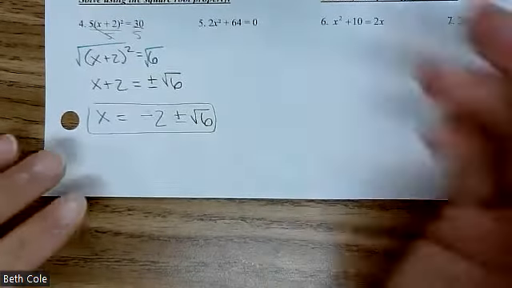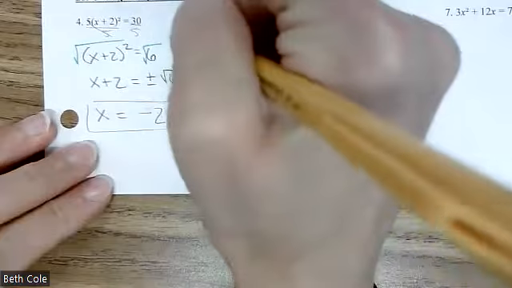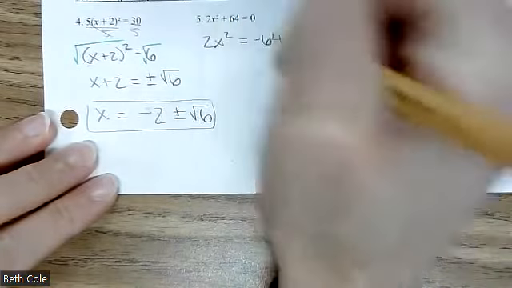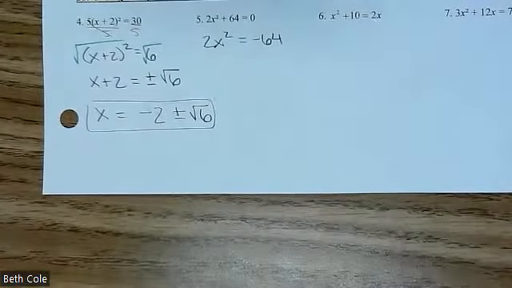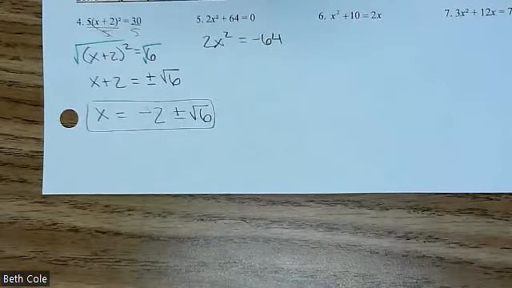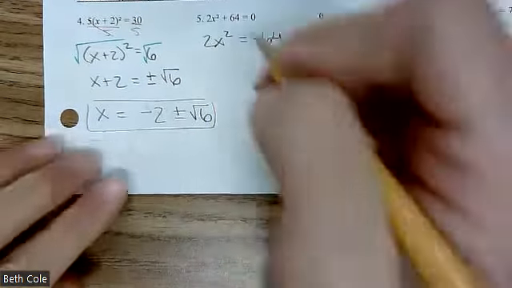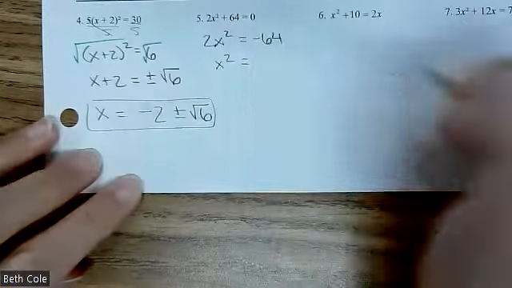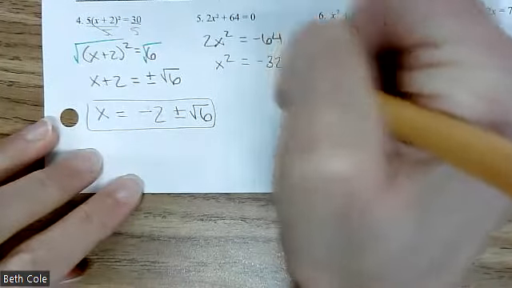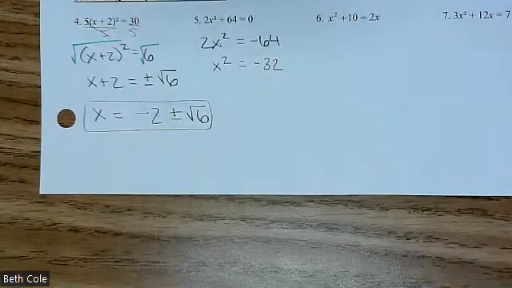What would you do with the plus 64? Subtract 64. Again, this is just back to solving equations. Make your algebra teachers proud. All right, and then divide by 2. So that'll be negative 32.